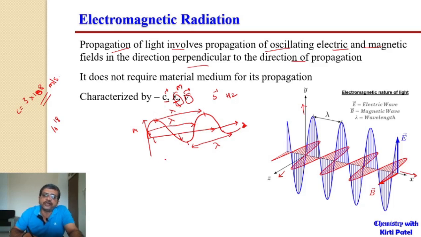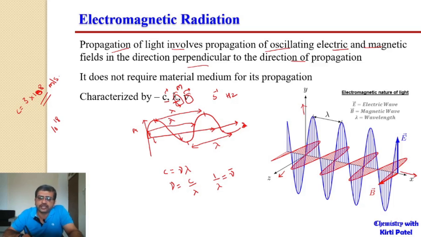These are interrelated to each other. Velocity is related to nu, that is frequency, and lambda as c is equal to nu lambda. So we have nu, that is frequency, equal to c upon lambda. This quantity 1 upon lambda is defined as nu bar, or wave numbers. Here, wavelength is the distance between any two similar points. So that will be giving you wavelength.